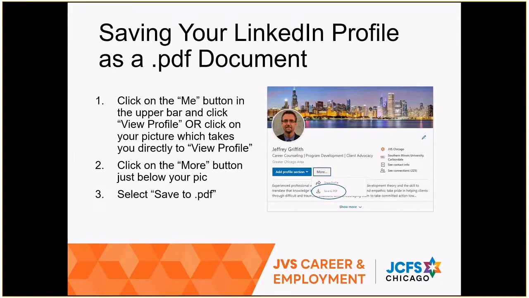To save your profile in PDF format, either click on the Me button in the upper toolbar and select View Profile, or you can simply click on your picture to get to the same place. It is the screen where edits can be made to your profile. And then click on the More button just below your picture and select Save to PDF from the drop-down box. You can see this circled in the screenshot to the right.